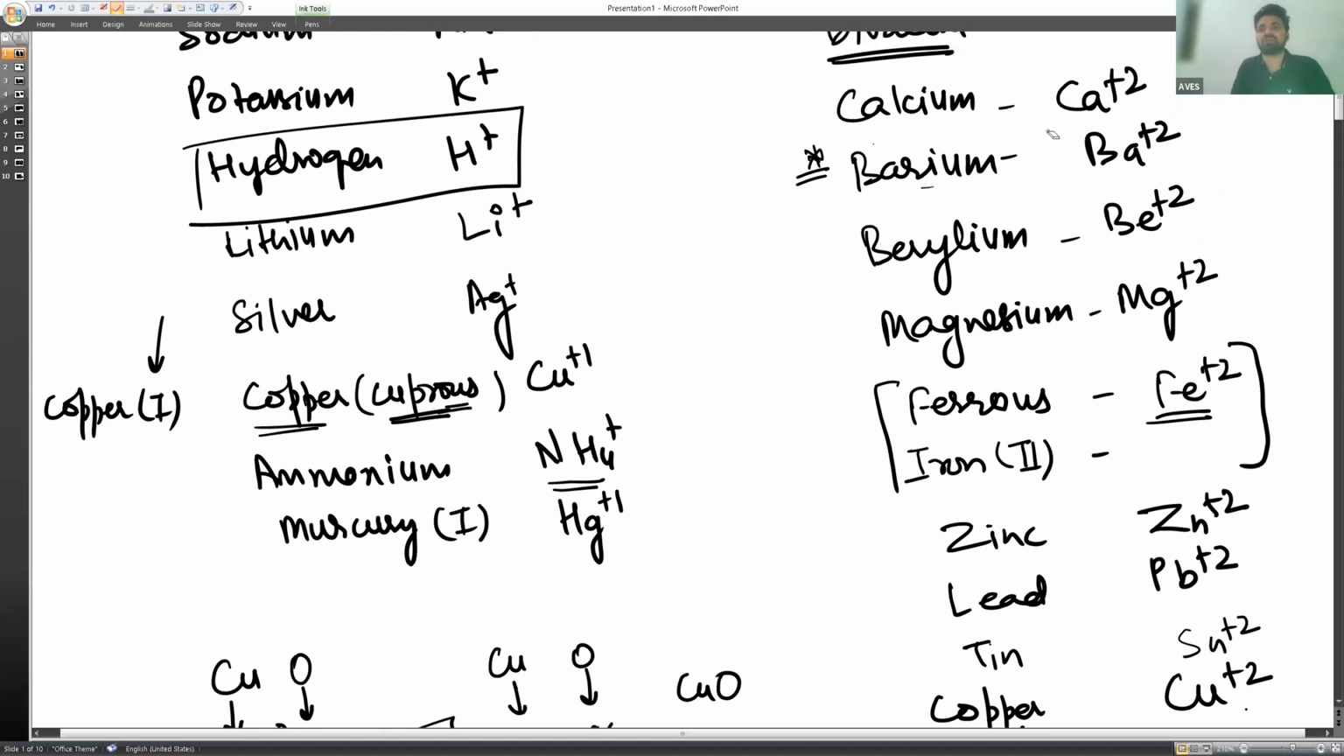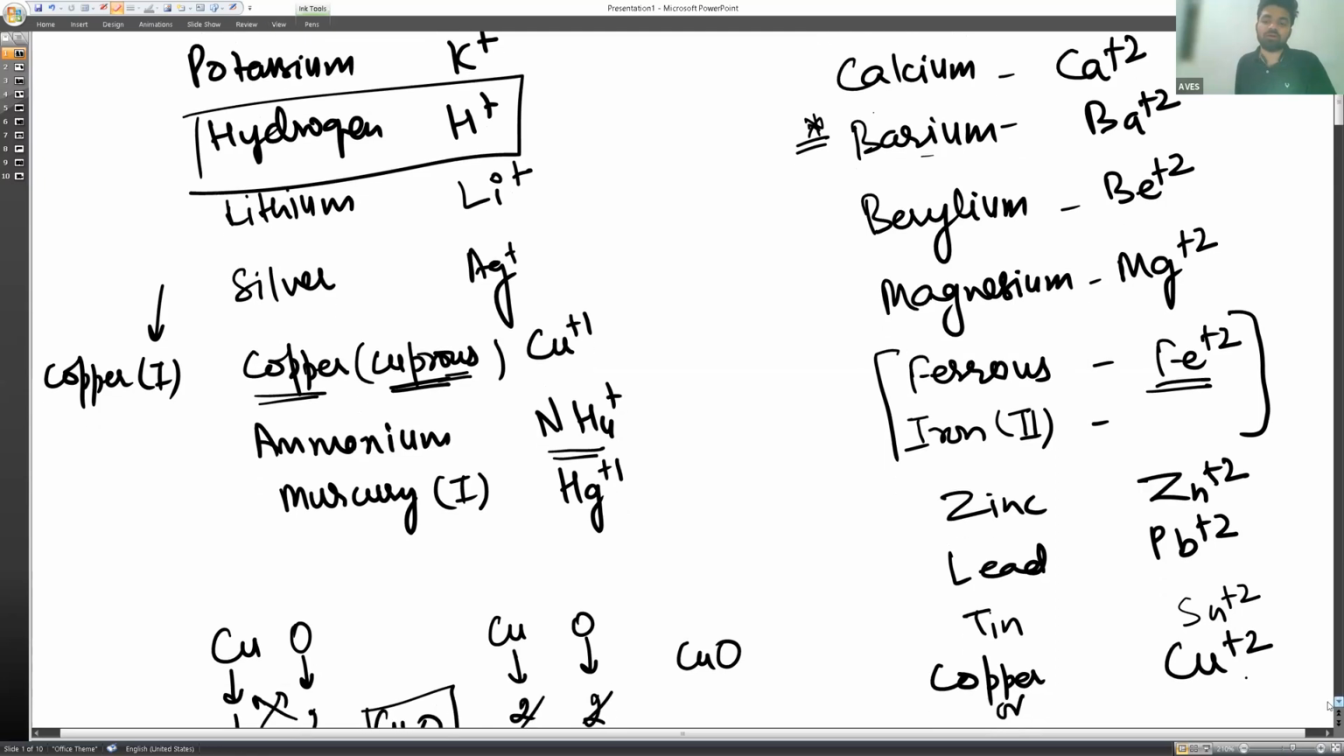Divalent: calcium has 2 valency. Barium has 2 valency. Beryllium has 2 valency. Magnesium has 2 valency. Ferrous has 2 valency. Zinc has 2 valency. Lead, Pb, has 2 valency. Tin is Sn, and Sn has 2 valency.